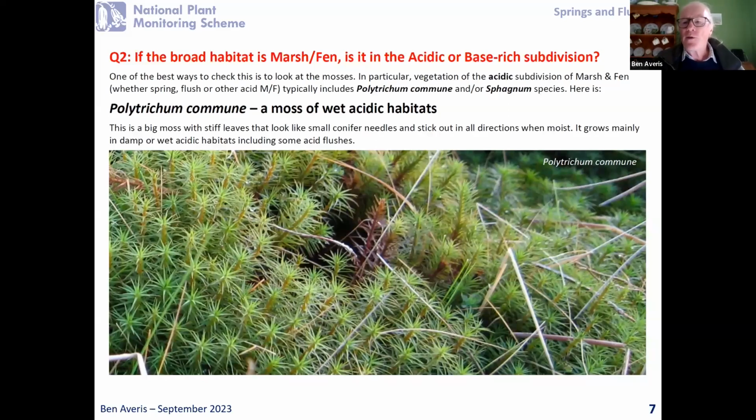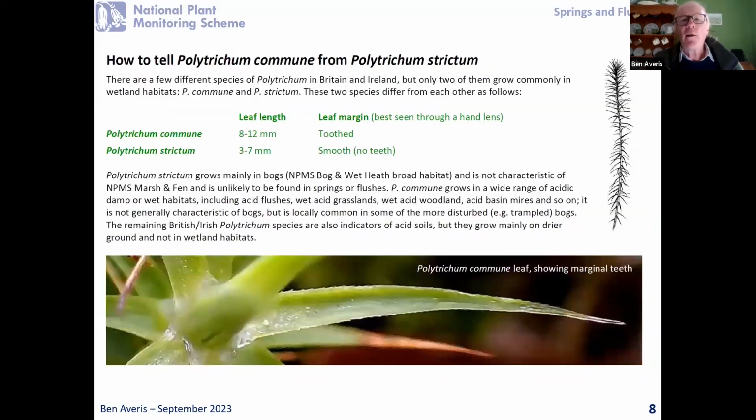So polytrichums are easy to identify with those needle-like leaves, and Polytrichum commune is by far the commonest kind of polytrichum that you will get in any kind of wet place. There's also Polytrichum strictum, which is really a bog plant, and you can separate the two, especially if you've got a hand lens. Check out the leaf margin: little teeth on the edge means it's going to be commune and not strictum. And they're big enough mosses, easy to see that feature.